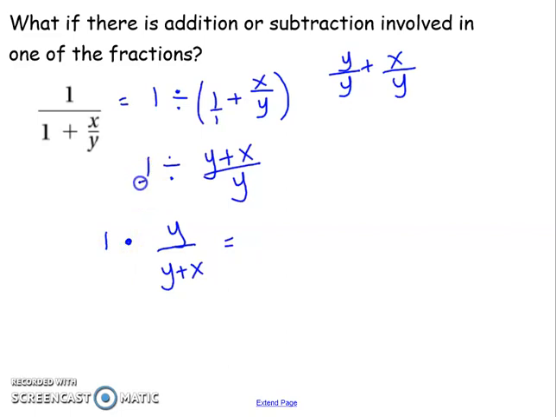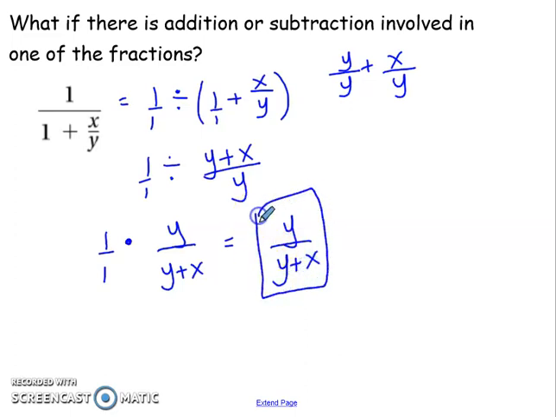And if you want to make this 1 over 1 to make this make more sense, by all means, go ahead. I can't do anything here. I cannot cancel these y's because this y on the bottom is attached to an x through addition. So I cannot cancel these y's out. So when I multiply straight across, I get y over y plus x. And that is my simplified answer.